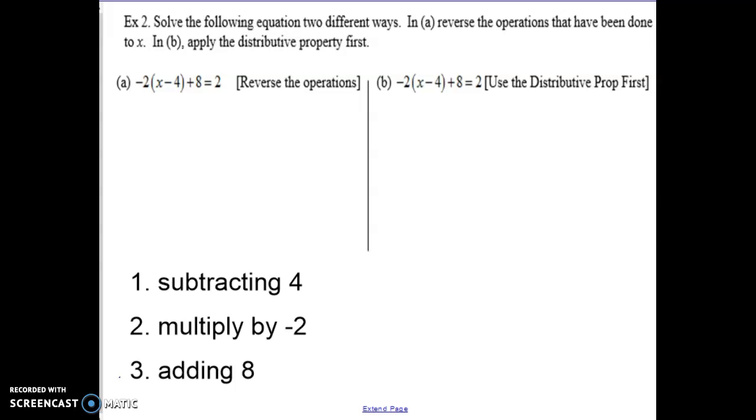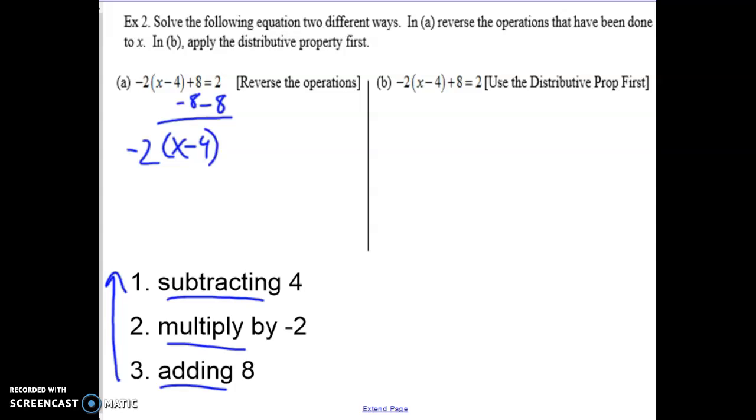So reverse these 3 steps. I'm going to start at the bottom and work up and do the opposite of each one of these. And watch how easy this is. If it says adding 8, I know to subtract 8 as my first step. Pretty cool. So negative 2, x minus 4 is still there. This makes a 0 pair, and now 2 minus 8 is negative 6. This step complete.